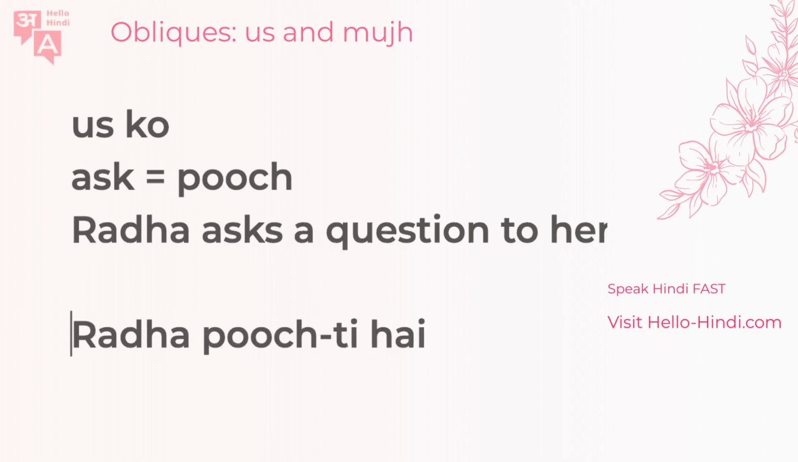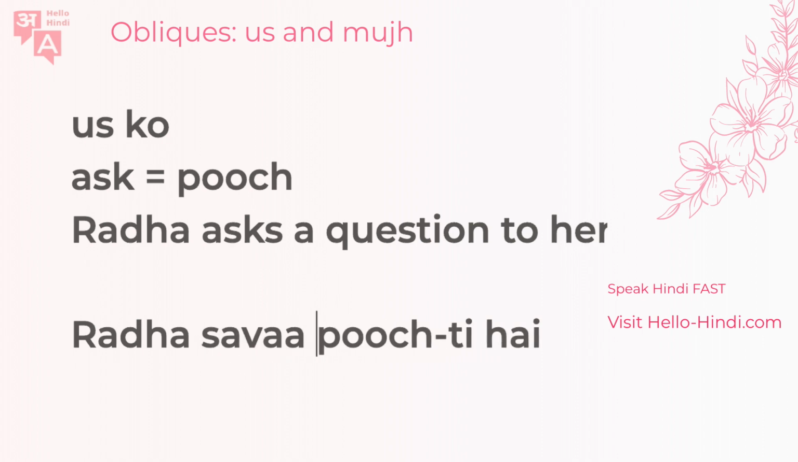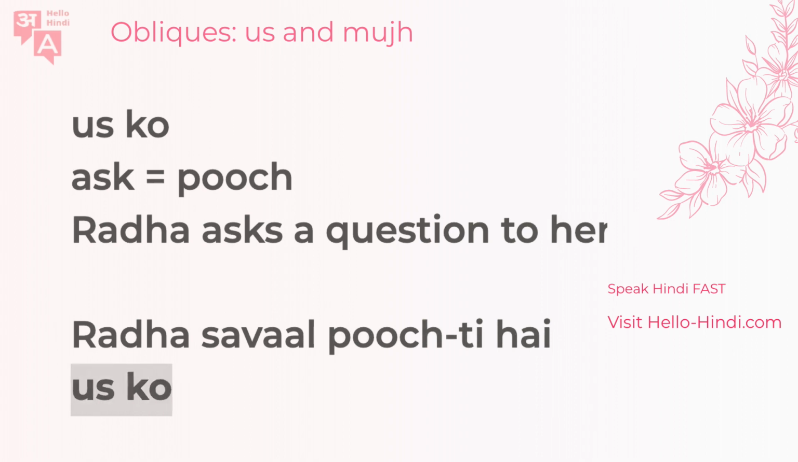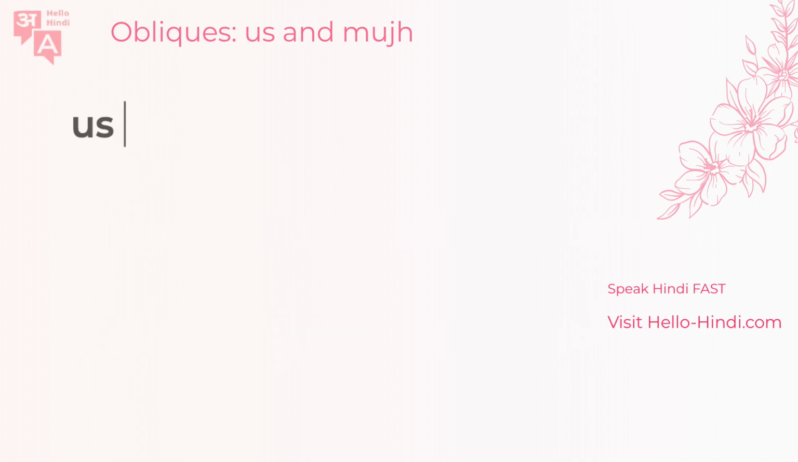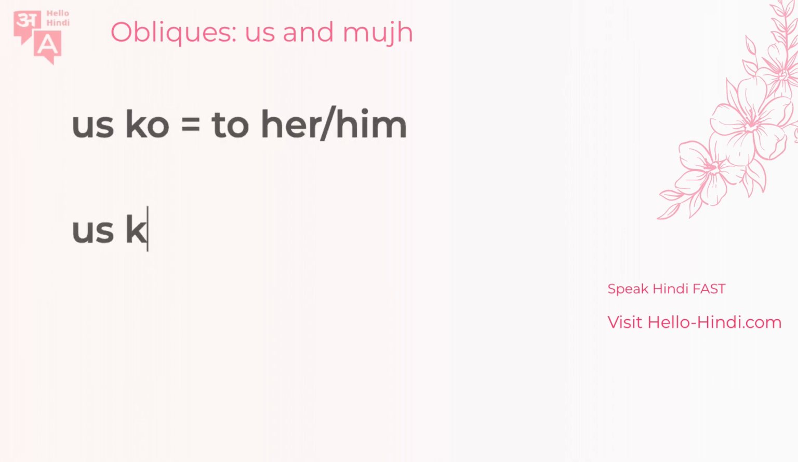Radha poochti hai. And then you can say a question here, which is saval. And then, of course, towards the end, you can say usko. Radha saval poochti hai usko. My bad. You can also say Radha usko saval poochti hai, and that's also super acceptable. Okay, I think you'll remember usko from uski. So let's remember usko means to her or him, and uski means of her, like uski ma. This is a common confusion where people confuse usko with uski, uska, uske. So be careful with that, please. Usko is to her or him.